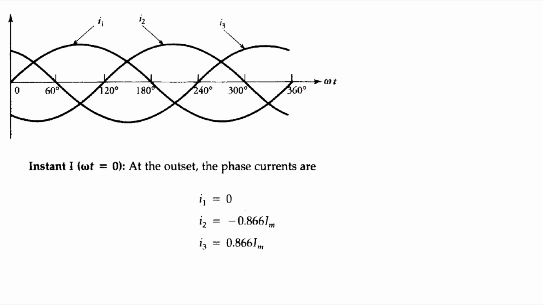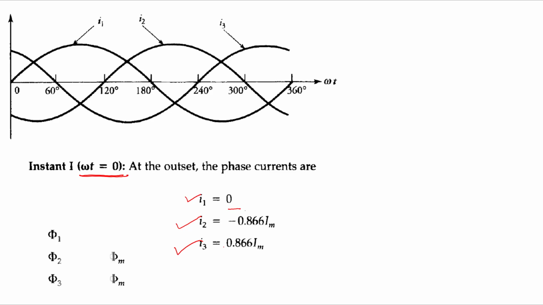Now let us find the magnitude of the flux produced at different instants. That will give us a clear picture. Let us consider the instant where omega t equals 0. At omega t equals 0 I want to find the flux in the armature, right? So what will be the values of I1, I2, I3 at omega t equals 0? I1 will of course be 0 because it is Im sin omega t. Similarly, I2 is Im sin(omega t minus 120). If I put omega t equals 0, it will be minus 0.866 Im, right? Similarly, I3 will be 0.866 Im.